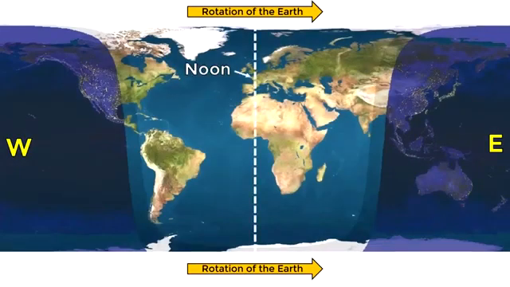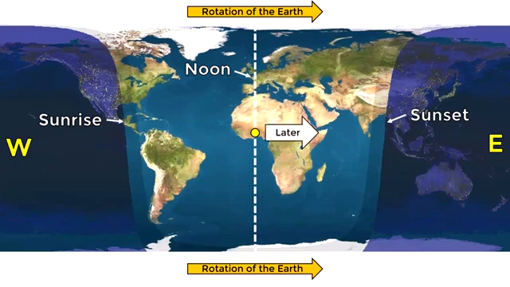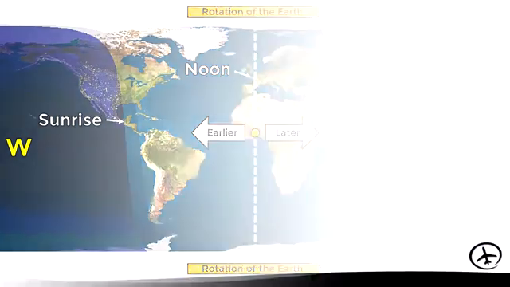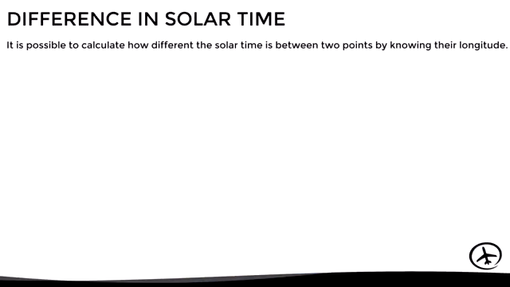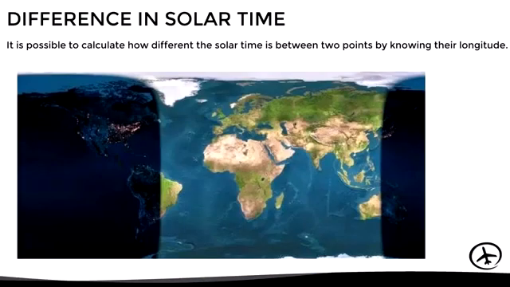Here we have the lines that represent noon, sunrise and sunset. So let's say that we are in this yellow point in Africa, and as we can see currently it is noon. From this perspective it is more obvious that in all places to the east of our position it will be later, while in all places to the west it will be earlier. Now, the question is, how early or how late is it at a certain point on the Earth with respect to our position? Well, it is possible to calculate how different the solar time is between 2 points by knowing their longitude. Let's see the following example.